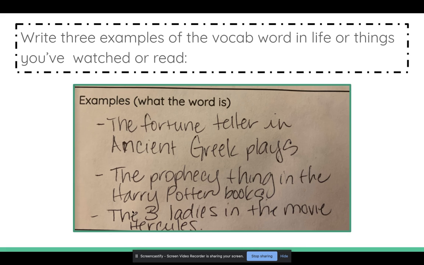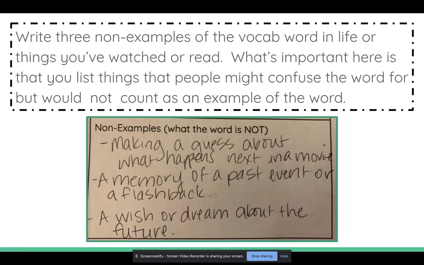So I thought of that. And then I also thought of those 3 weird ladies in that Disney movie Hercules that tell Hercules what his future is going to look like. So those were the 3 examples I could think of that helped me connect the word foretell to my life or to things that I've already read.